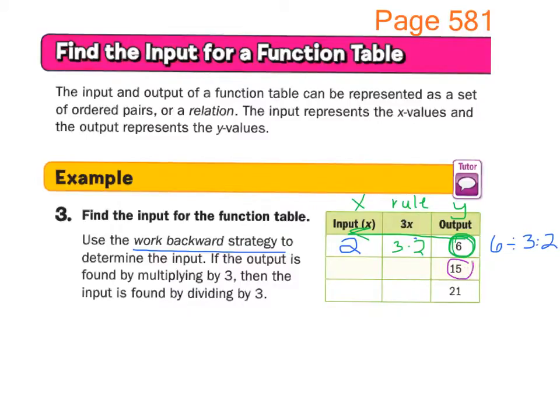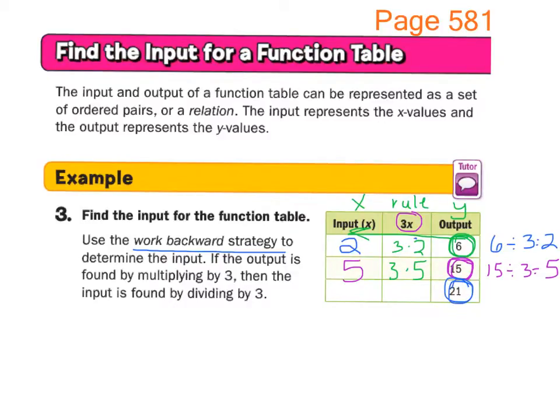If our output is 15, we need to figure out what number times 3 gives us 15. So we'll take 15 and work backwards and divide by 3, and we get 5. So the input had to be 5. So now I can check my work. Is 3 times 5 equal to 15? It sure is. Let's try the next one.